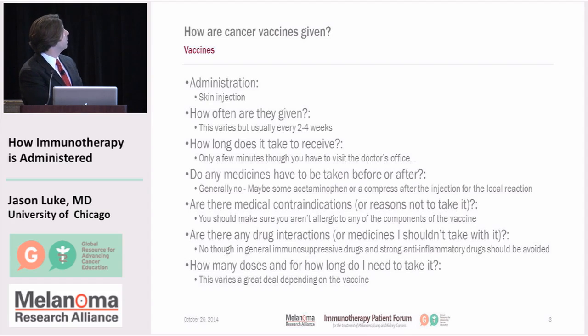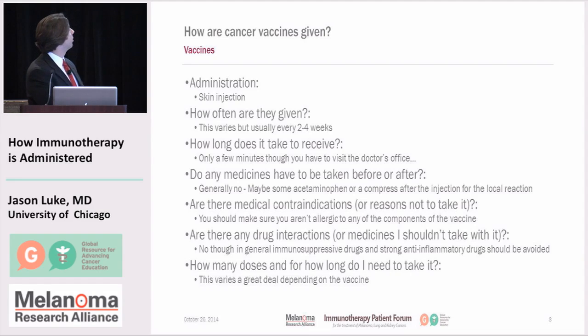Do any medicines have to be taken before or after? Well, generally no. It's an injection, so sometimes that hurts a little bit, so you could take some Tylenol or a compress around that area. And are there contraindications to getting medicines? Well, not particularly, except that you want to make sure that you're not actually allergic to anything that they're going to inject you with, right? So they always ask you when you get your flu shot, are you allergic to eggs, et cetera? You would want to make sure you're not already allergic to what they're going to inject you with.